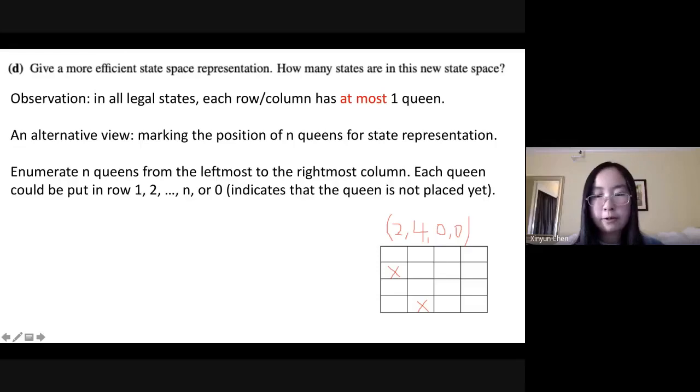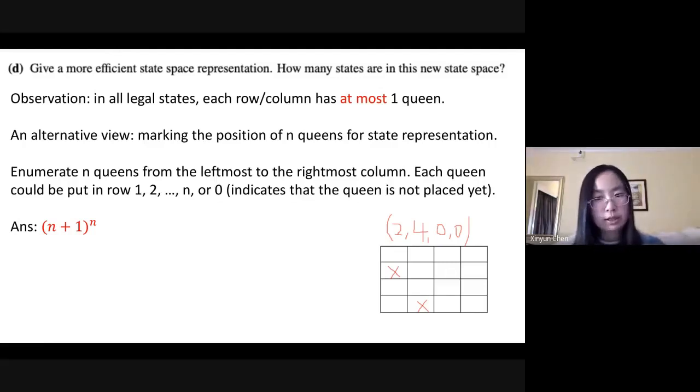Then, according to this state representation, our answer will be n plus 1 to the power of n, because we know that there are n queens and each of them has n plus 1 options. Definitely this new state space is much smaller than the previous state space, which included 2 to the power of n squared states.